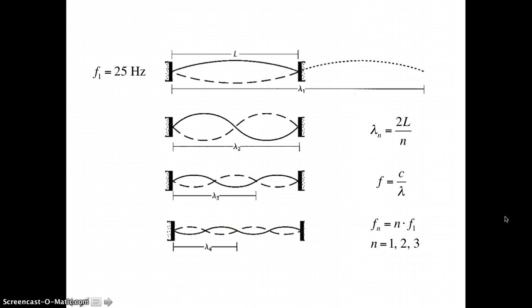For example, if the fundamental frequency is 25 Hz, then the second harmonic frequency, or the second standing wave frequency, is twice that, 50. The third is 3 times the fundamental, 75. And the fourth is 4 times the fundamental, 100.